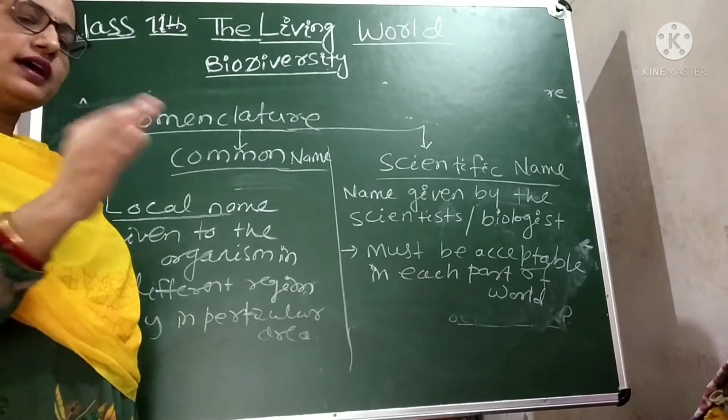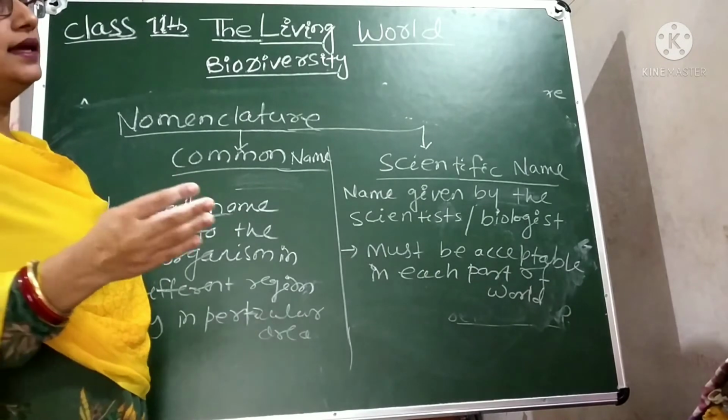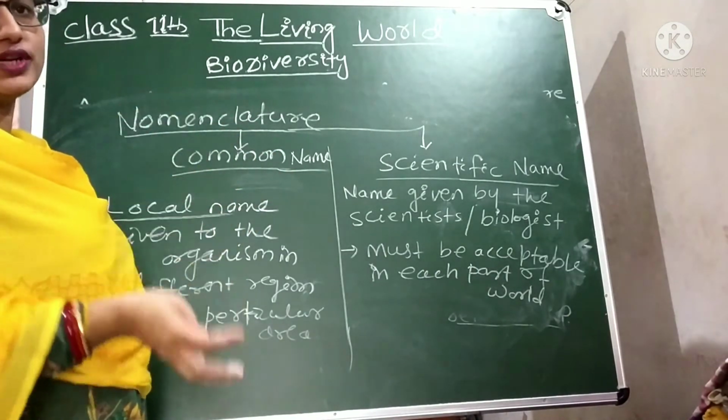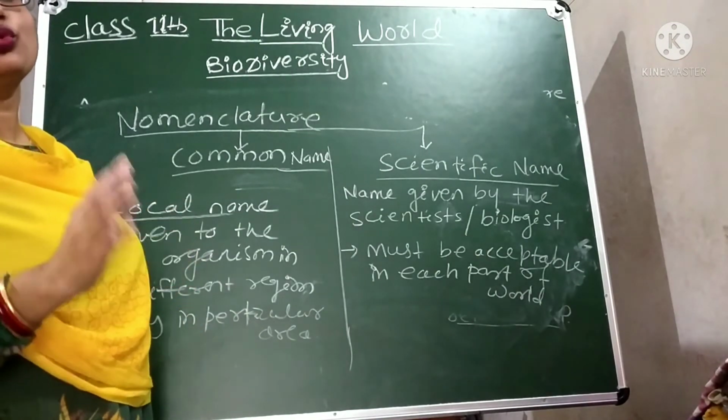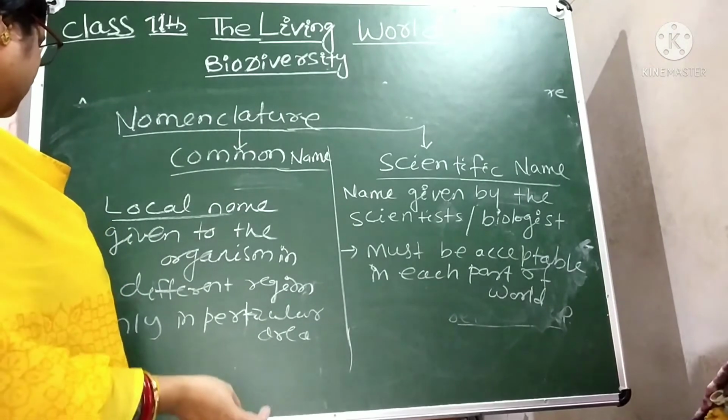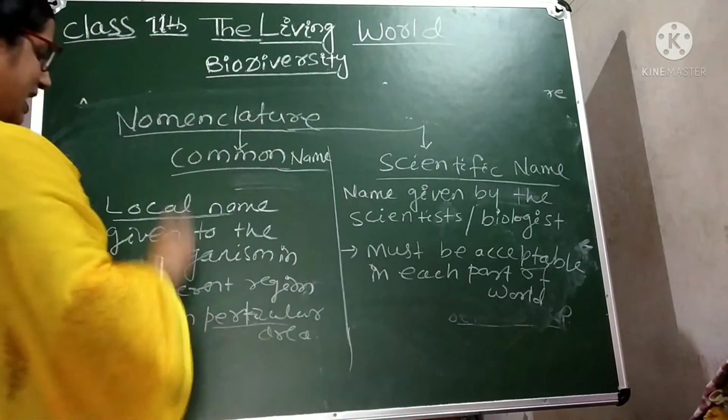In Maharashtra or Mumbai, they call dog kutta. In Gujarat, they call dog kutto. So these are the common names in a particular area.